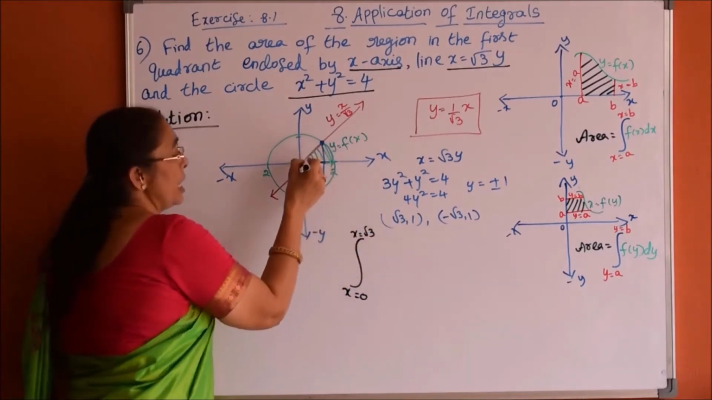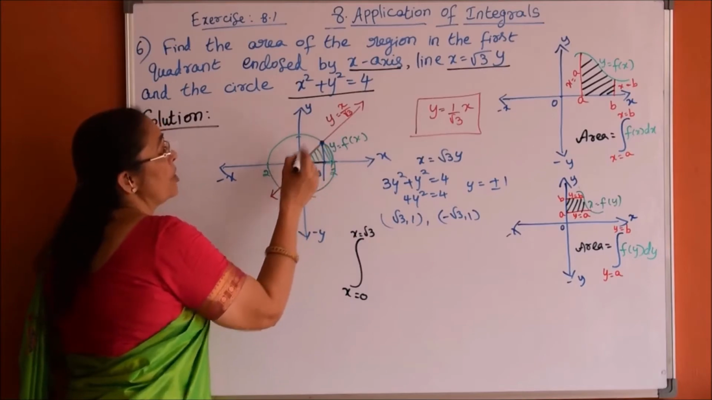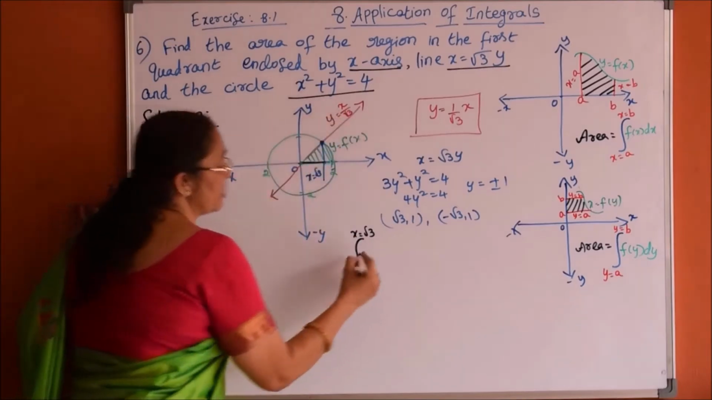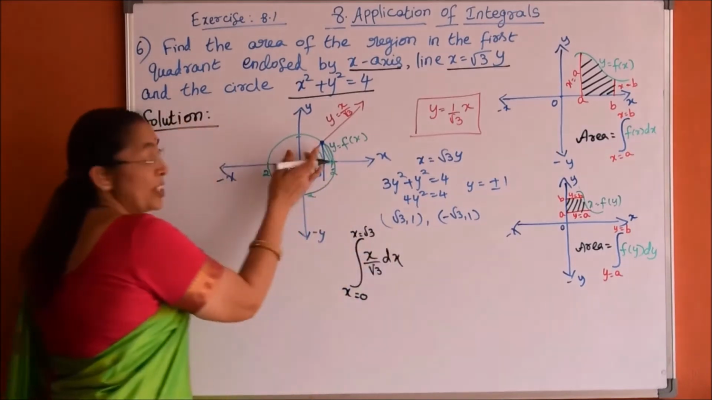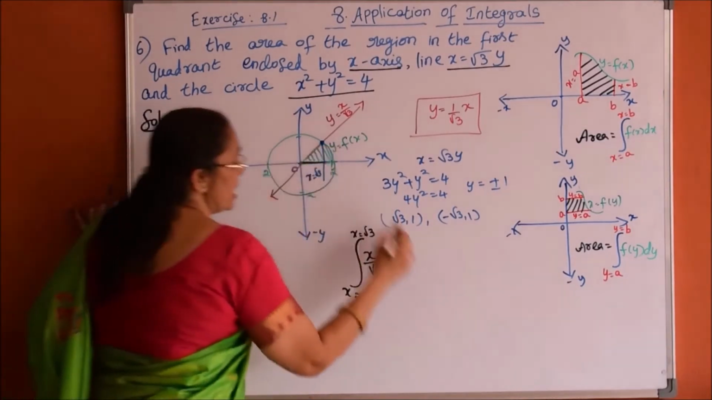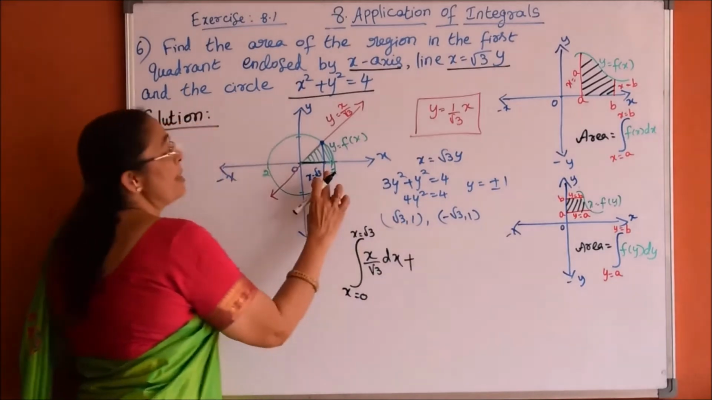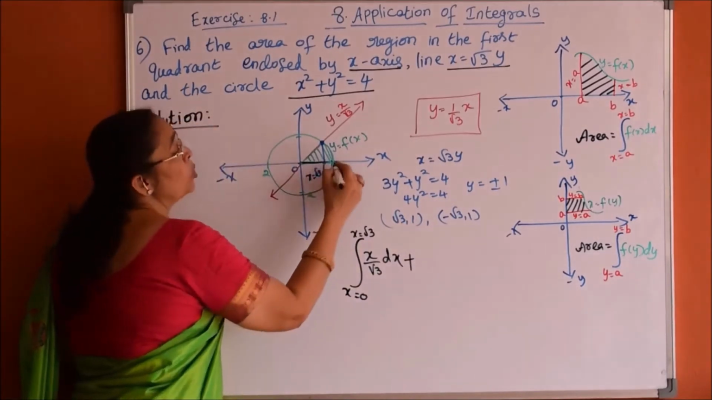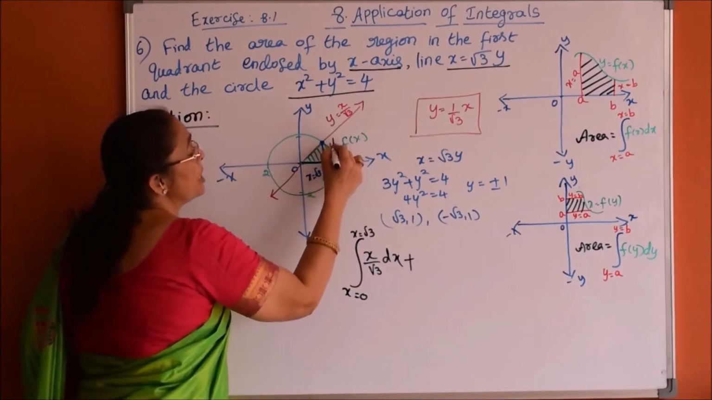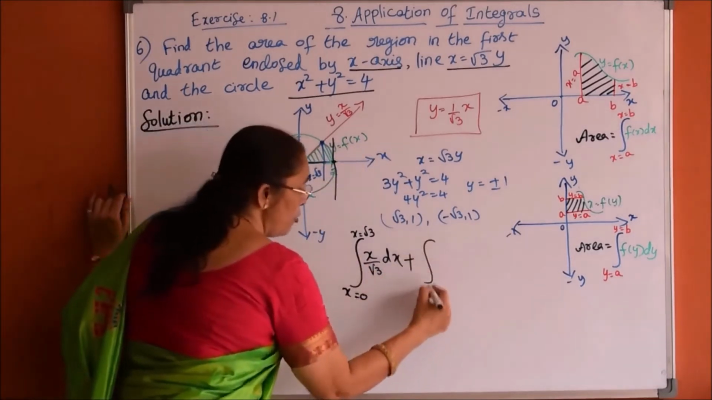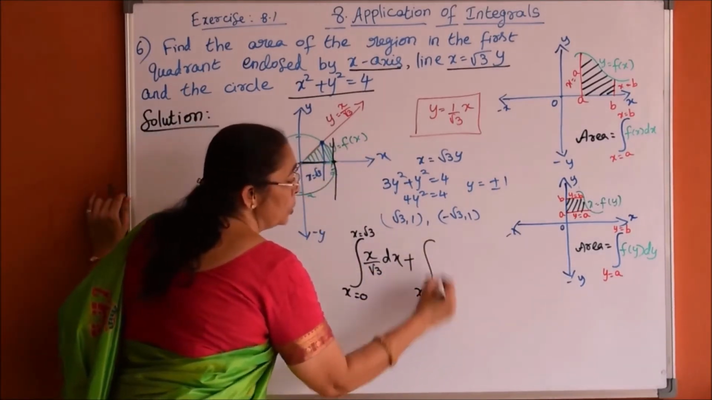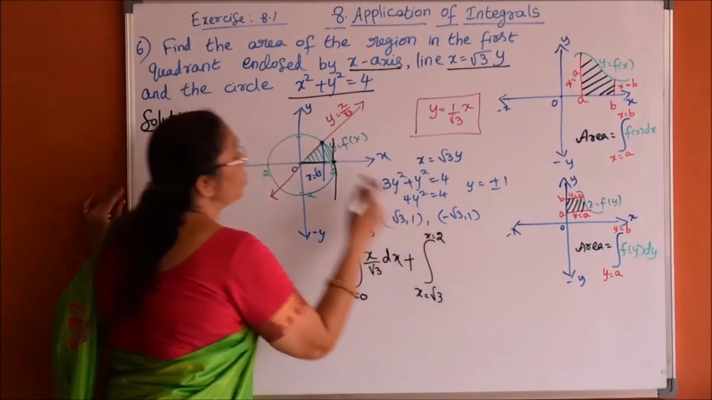For this area, the curve is y is equal to f of x, which is y is equal to x by root 3, x by root 3 dx. So, the first area is done. The second area is plus. The limits are from x is equal to root 3 to x is equal to 2. This is the line, next line.